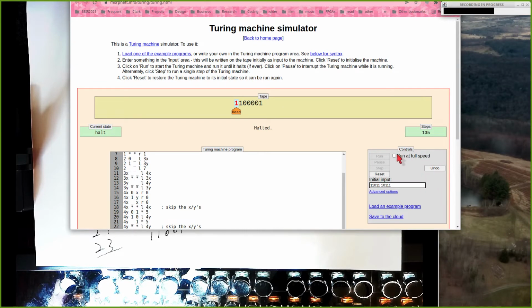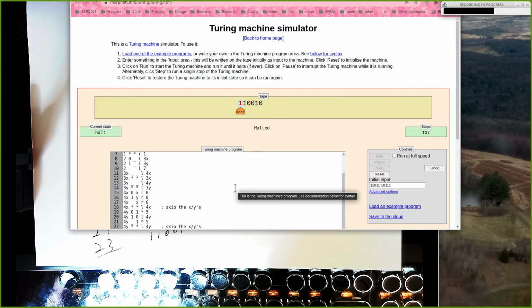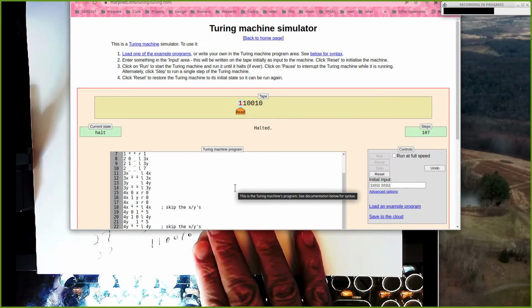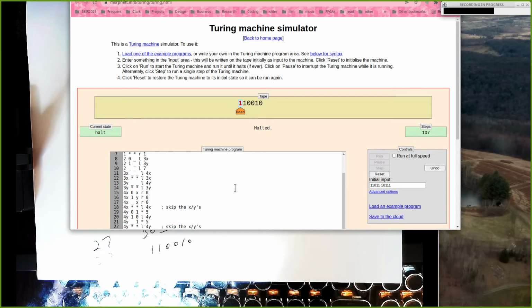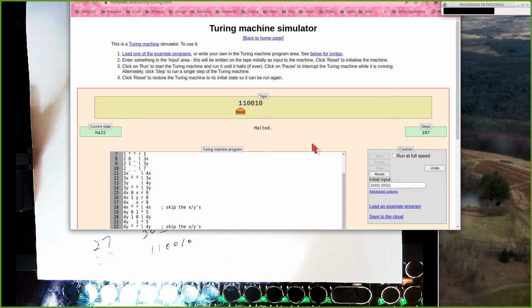And so let's see what this does. So there's our input values, and we'll go ahead and run. And it will highlight what step it's on as it goes through this. 110010. So there you go. And it took 107 steps. So, you know, pretty efficient.